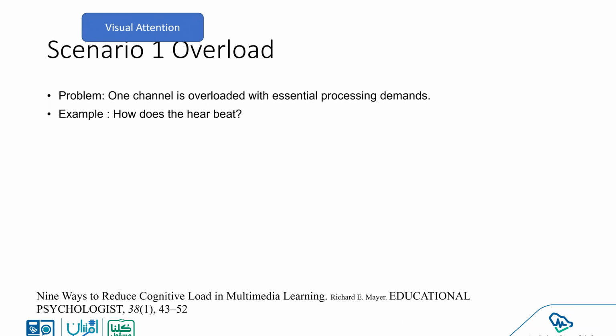I'm just going to give you as an application 2 simple examples, like a scenario, and what's the problem. So let's say one of the problems of cognitive overload is that one of the channels, either the verbal or the pictorial, is overloaded.